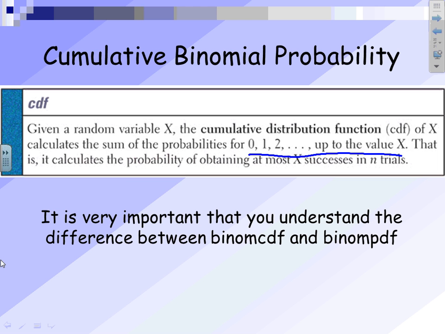Now, what does that mean if we're looking for the probability that X is greater than x? In other words, we have more than x successes. Well, all that means is we do 1 minus the probability that X is less than or equal to x. We have to find the complement of it. And as it says here at the bottom, it's very important to understand the difference between binomial CDF and binomial PDF, because obviously you're going to get the wrong answer if you do it the wrong way.